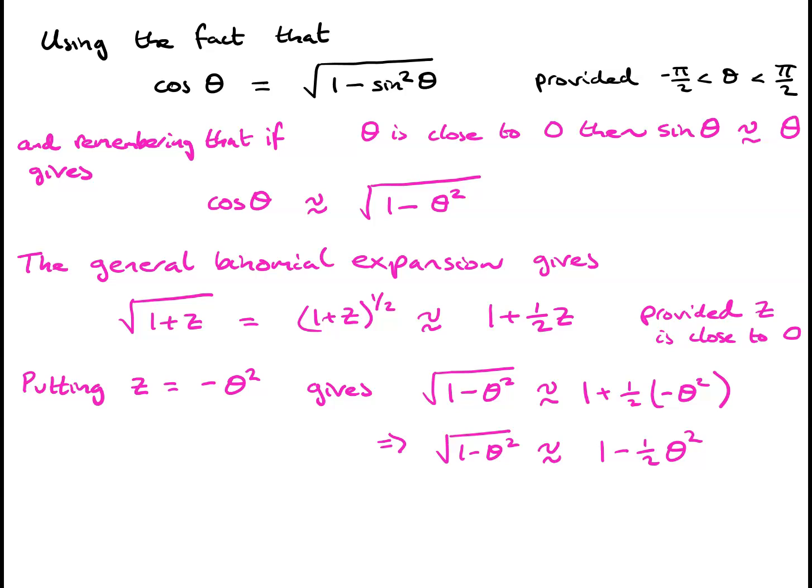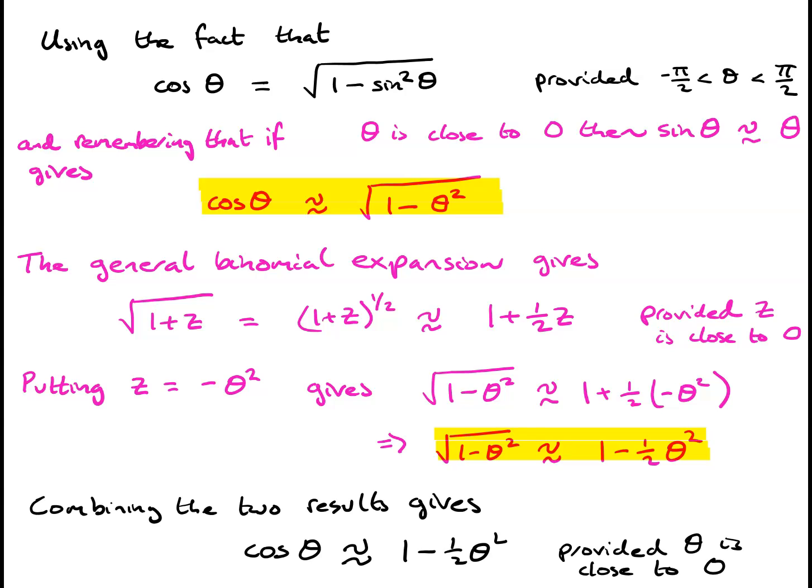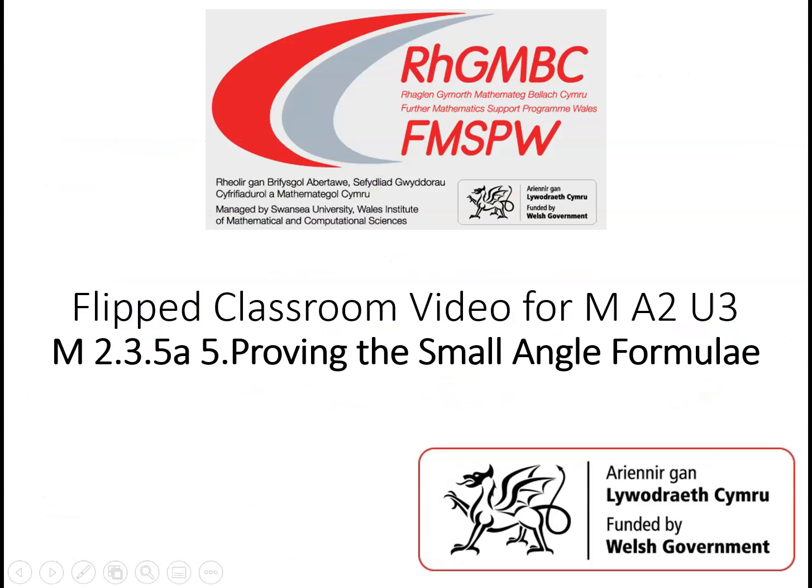And what I now need to do is just merge the two highlighted statements to obtain the result that we were looking for, which was that cos theta is approximately equal to 1 minus a half theta squared, provided theta is close to 0. That ends our proof of the small angle formulae.